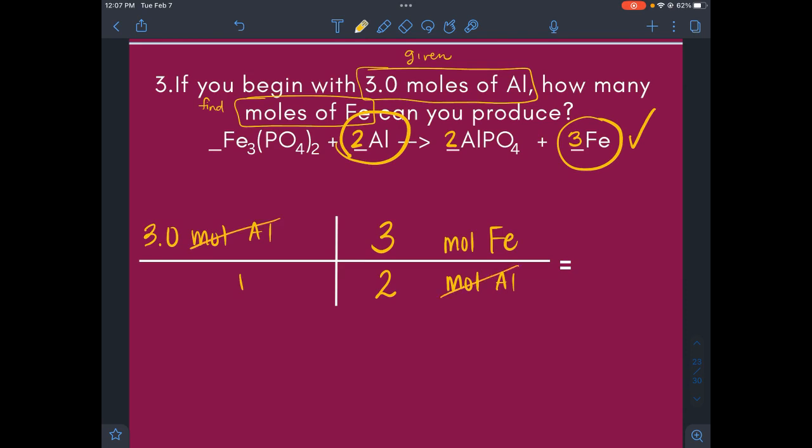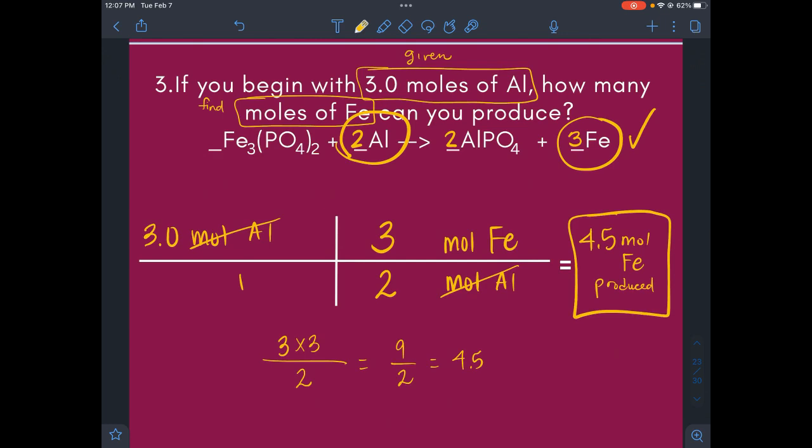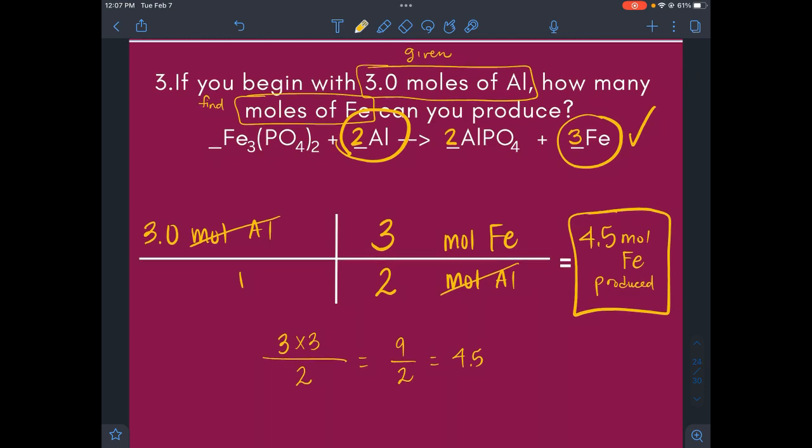That's it, y'all. So we're going to multiply the numbers on the top. So we have 3 times 3 divided by the numbers on the bottom, which is a 2. That's going to be 9 over 2, which is 4.5. So my answer here is 4.5 moles of Fe. And I'm going to go ahead and just write in the word produced, because what we solved for was a product. Instead of writing out the whole sentence like I did on the previous examples, I'll just simplify it with one word. 4.5 moles of iron will be produced.